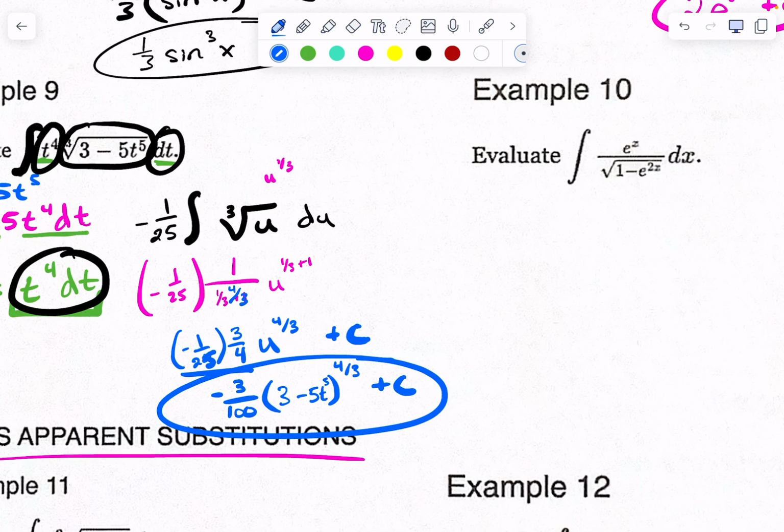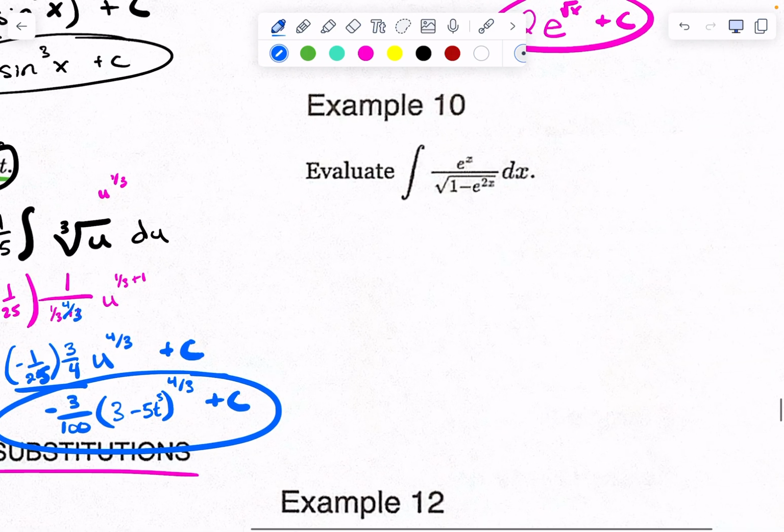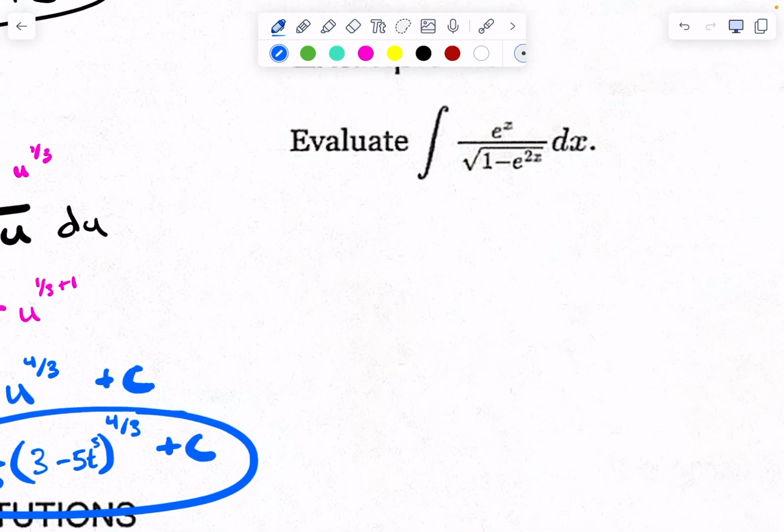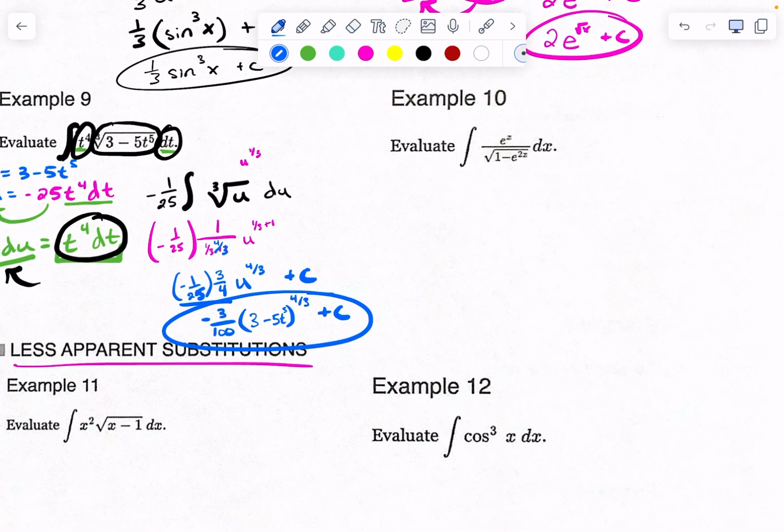Okay, are we ready for example 10? He's our enemy. So then which one is it? Is it the 1 minus e to the 2x? No. Why is that not u?